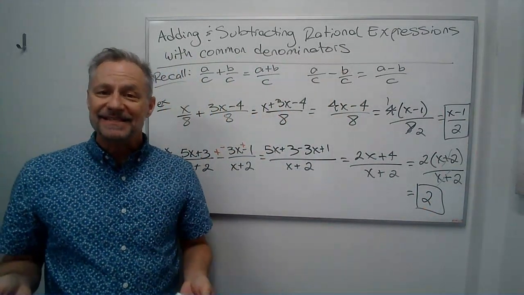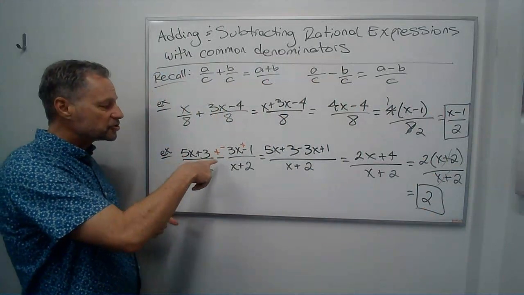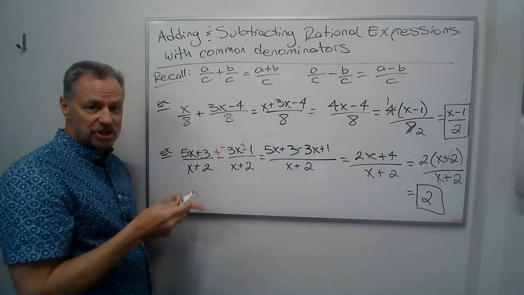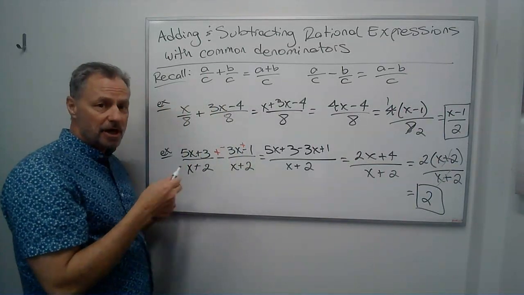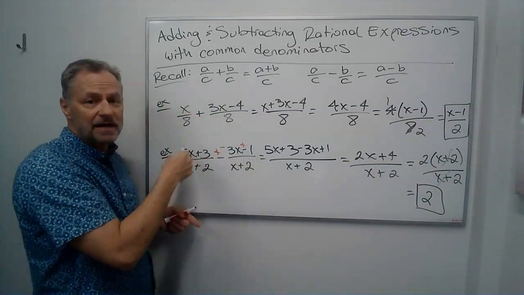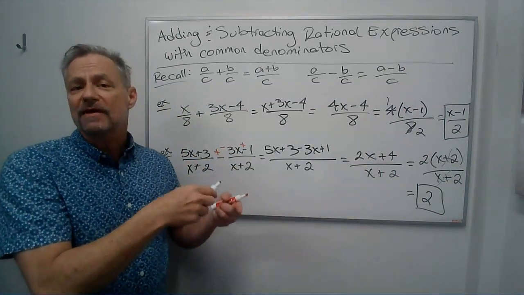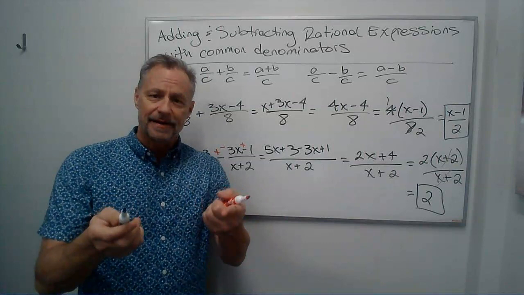All right, so that's the idea. I like this little trick of changing the subtraction to addition of the opposite. But the idea in general is, once you have a common denominator, you either add or subtract the numerators, whichever is appropriate. Keep the denominator. And then if you have to factor and reduce to simplify, then you'll do that.